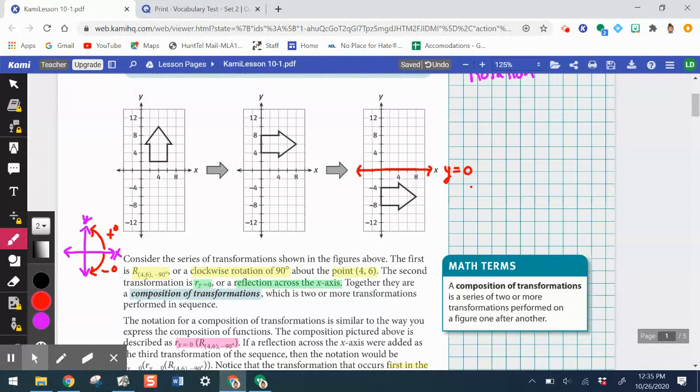So just for a little future help, if the equation for the x-axis is y equals 0, what do you suppose the equation for the y-axis is? Well, it's kind of the opposite. Look, for the x-axis, the equation is y equals 0. So the y-axis is the line x equals 0. So you'll see that they don't actually specifically say, hey, reflect across the x or y axis. They'll use the linear equation for the line on the x or y axis. In this case, it's y equals 0, which is a reflection across the x-axis.